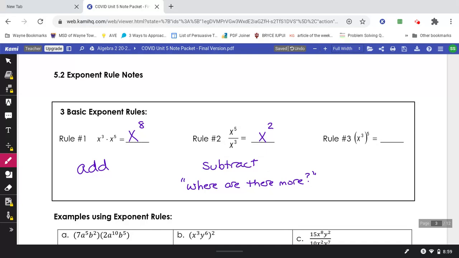Rule number 3 is when you raise a power to a power or an exponent to another exponent. And for this one, you're going to multiply the exponents. So you would do 3 times 5 to make 15.